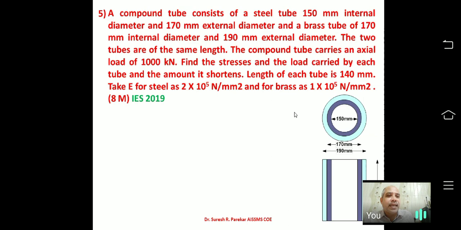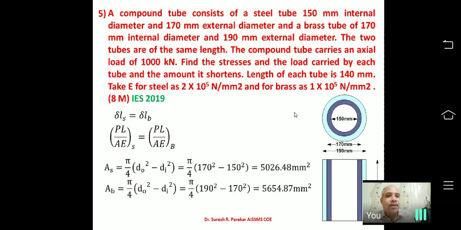So you can see this diagram. We have 150 and 170 as the internal and external diameter of steel, and 170 and 190 are the internal and external diameter of brass. Now in this we have delta L of steel equal to delta L of brass, so PL upon AE of steel equals PL upon AE of brass. We have calculated areas for both. Once we know the areas, we can calculate the relation between their forces.